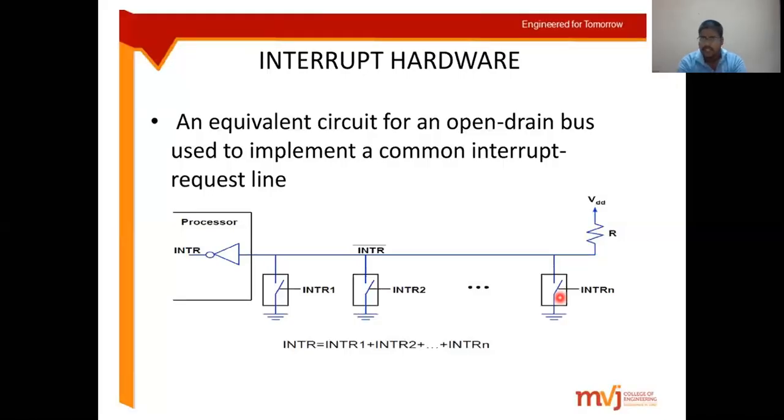Next, how do we make a request to the processor? Here we have multiple interrupt pins: INTR1, INTR2, INTR3, and so on. These are all connected to a common line. This common line is called the interrupt request line. So multiple interrupts are connected to a common line, which is called the interrupt request line.